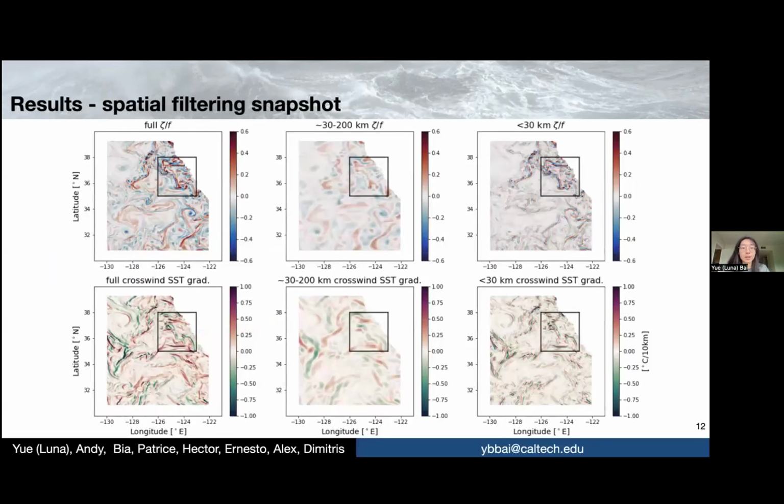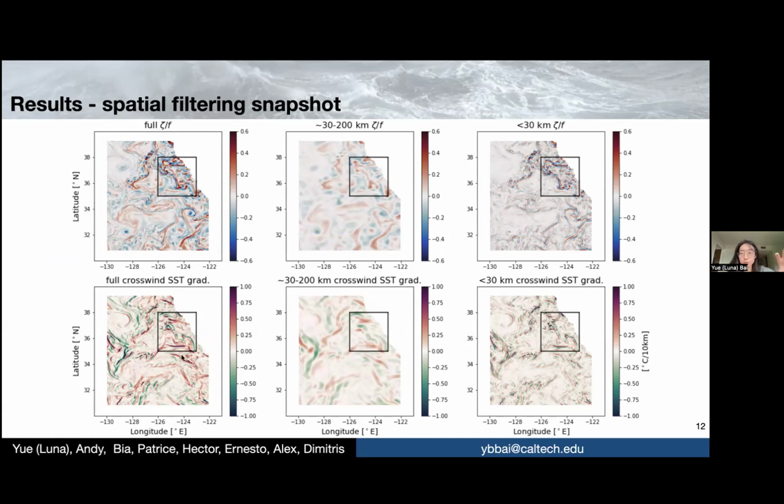Cool. We are interested in looking at different spatial scales, so the first thing we did is a spatial filtering of all the fields that we're going to be working on. We are exclusively going to be focusing on the April data. Here we have 6 panels, 2 rows by 3 columns. The first row is the ocean surface vorticity, and the bottom row is the crosswind SST gradient.